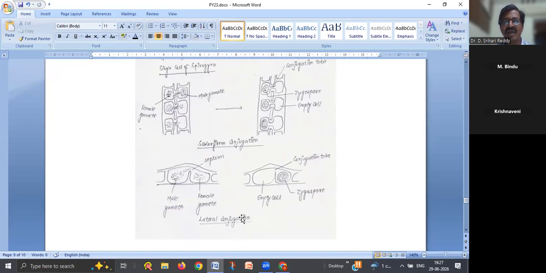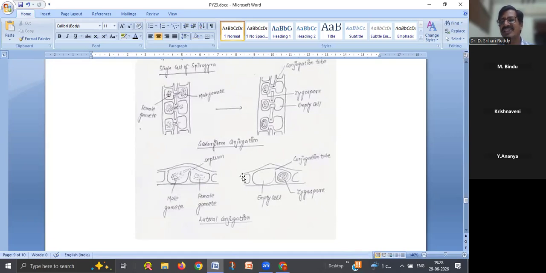In the lateral conjugation, both the male and female gametes are produced from cells of the same filament, which are next to each other. One acts as the male gametangium, another acts as the female gametangium. From the male gametangium, the male gamete is produced; from the female gametangium, the female gamete. The male gamete enters the next cell, the female gametangium, and fertilizes the female gamete there. It forms the zygospore in the female gametangium. This is called lateral conjugation. It occurs in the same filament, so it is called homothallic.